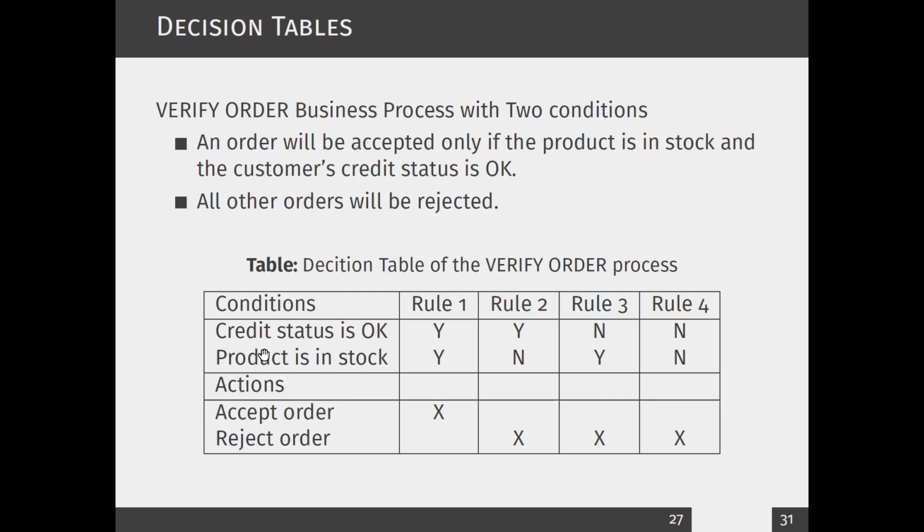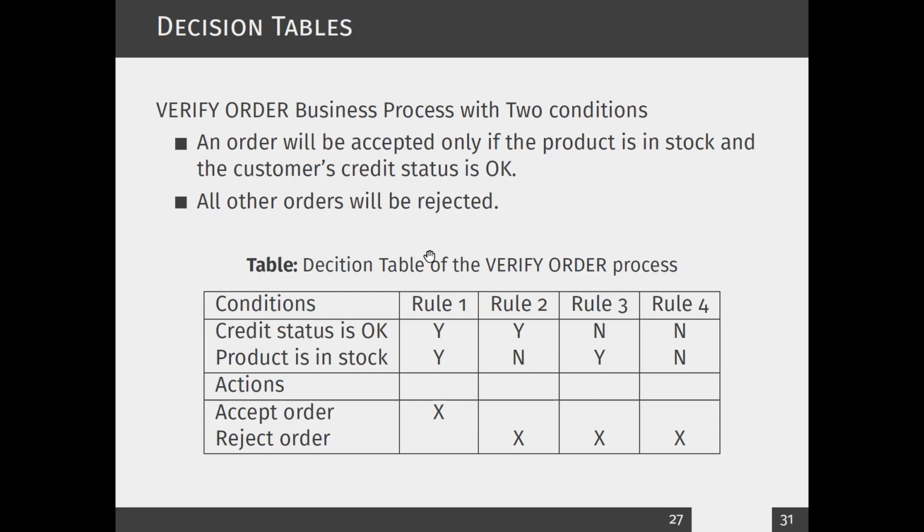So we know that when you have two conditions, we have two possibilities. It could be yes or it could be no. So since we have two values, we can have four combinations. So the first situation, it could be yes, both. That means credit status is okay, yes. Product in stock is yes. The second one, yes, no. Third one, no, yes. Last one, no and no.